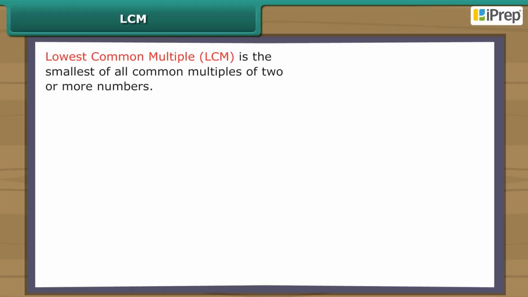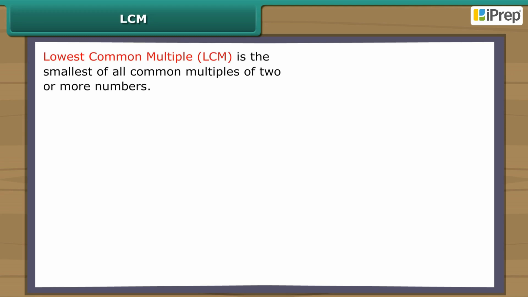LCM. Lowest common multiple, or LCM, is the smallest of all common multiples of two or more numbers. Let us identify the LCM of 10, 20 and 25.